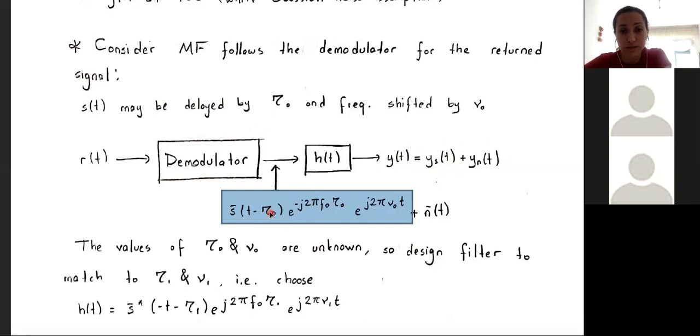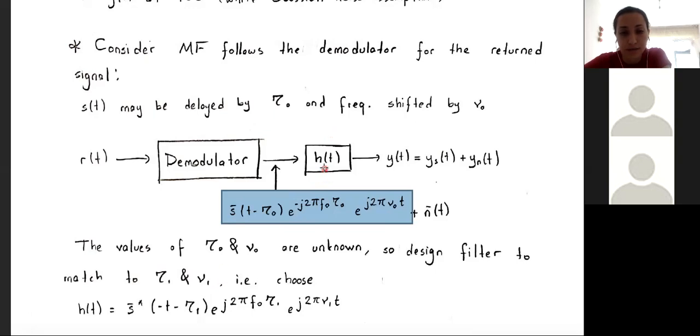range of the target. And we also don't know the velocity of the target, which is V0. So these values are unknown to us. So we're going to design our filter h of t to match these values, okay? But we don't know them. We're going to pick, let's say, tau 1 and V1 as our values.